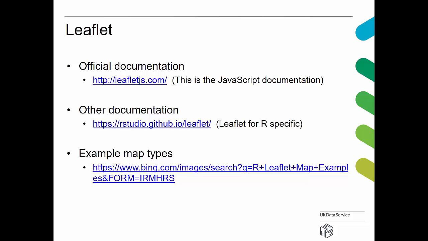The official documentation is at this site here, leafletjs.com. There is other documentation that will, of course, give you the JavaScript documentation for the original package. If you want the leaflet for R specific documentation, then you can get that from the R Studio GitHub site. And if you want to find examples, you can just Google it. But here's an example of some on the Bing website. You can just do a search on R and leaflet and map examples, and it will show you a whole host of the types of maps that you can actually see or create using the leaflet package.